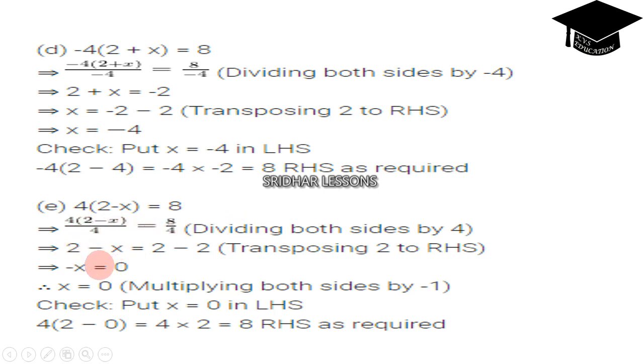Okay. Upon transposing the value to the right hand side, we get minus x is equals to 2 minus 2. So minus x is equals to 0. Therefore x is also equals to 0. Okay. By multiplying both sides by minus 1, I'm sorry. To check the value, put x is equals to 0 in left hand side. That is 4 into 2 minus 0, which is equals to 4 into 2 is equals to 8, right hand side. Okay, so this is the required solution.